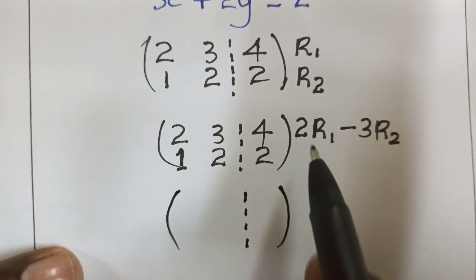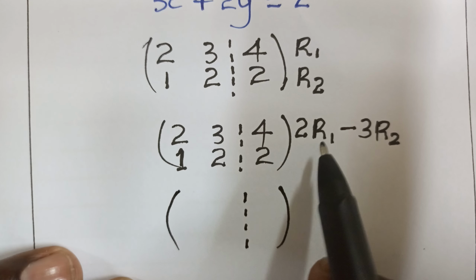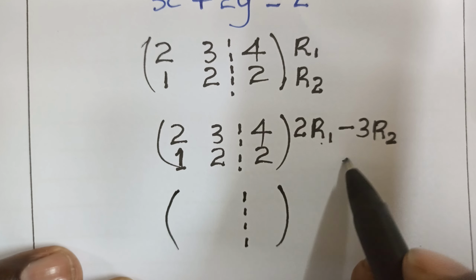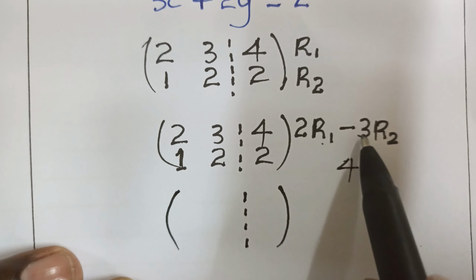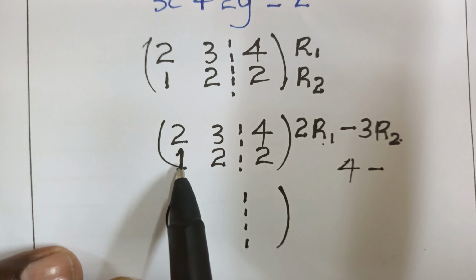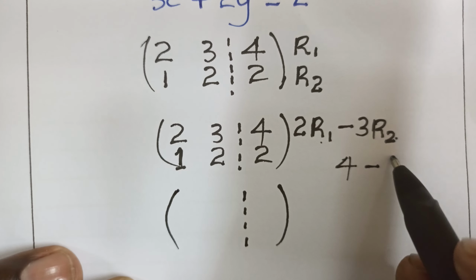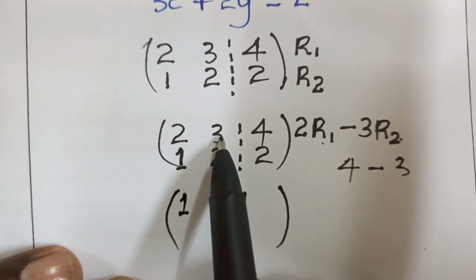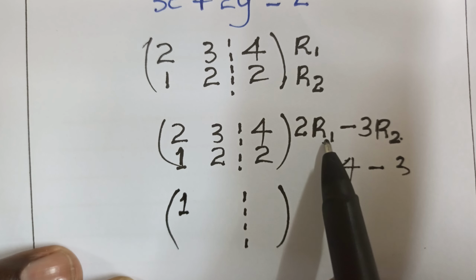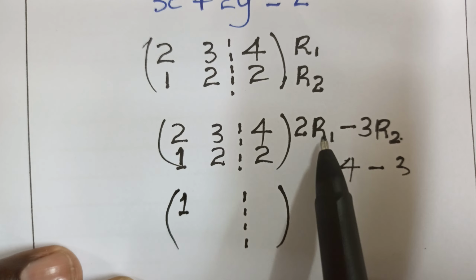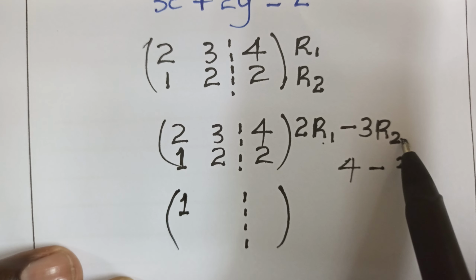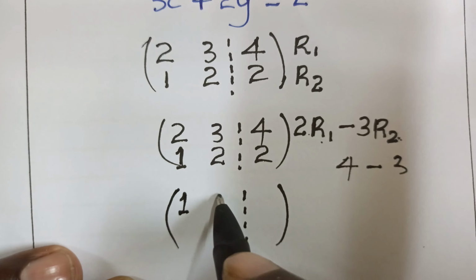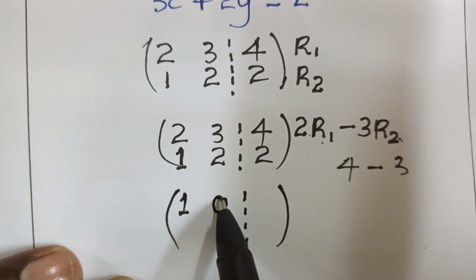guys, we now can start with this 2. So we shall say 2 multiplied by row 1, that is 2 times 2, gives us 4, minus 3 multiplied by row 2, we use this 1. This is now going to be 3. And so therefore, guys, this position is going to have 1. We come to this position. This is going to be 2 multiplied by row 1. Row 1 is 3, that is 6, minus 3 multiplied by row 2. Row 2 is this position, so it's going to be 6 minus 6. This gives us 0.